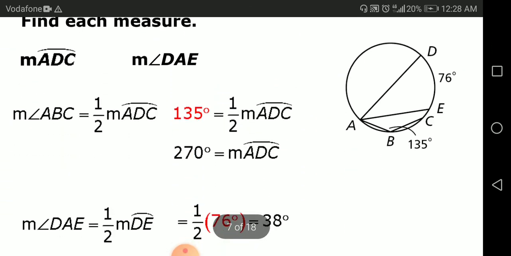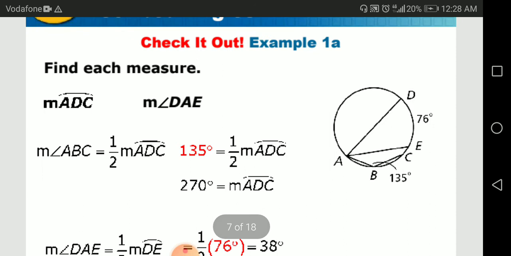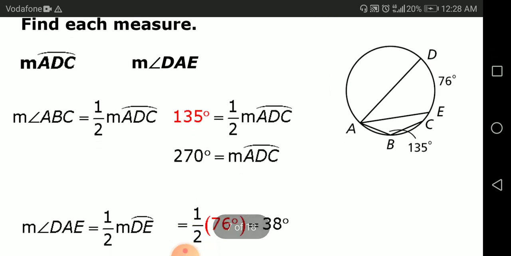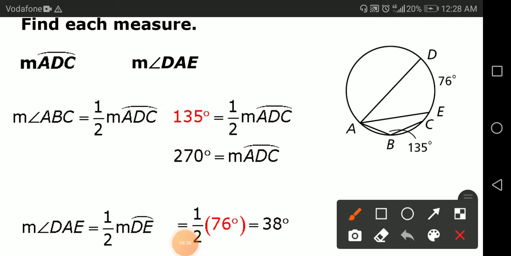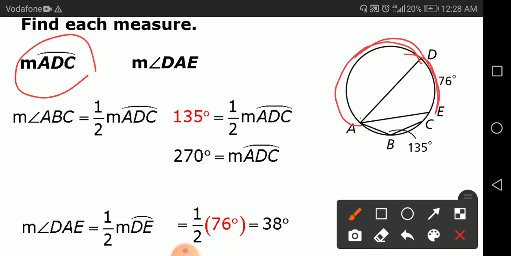And here we have find each measure. This is to check whether we understood or not. Find each measure: arc ADC, remember, and also he asks me for angle DAE. DAE, this angle, is very easy.